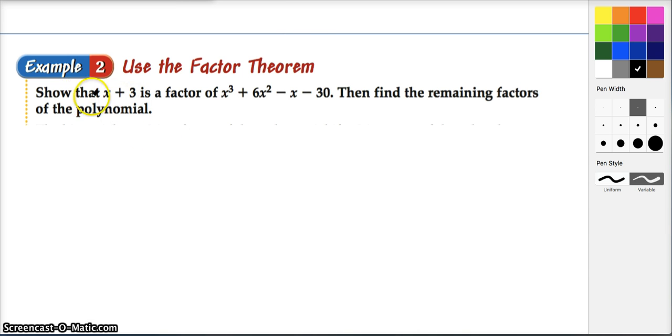But anyway, if we have to show that this thing is a factor, we're going to use that theorem. That theorem says x minus a, so a was the factor, it's x plus 3, so negative 3 is the factor.